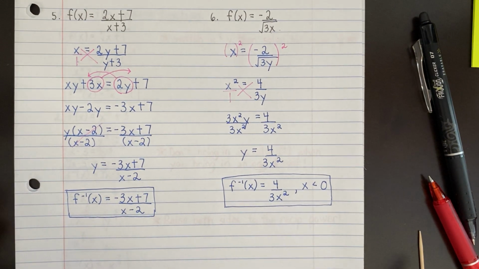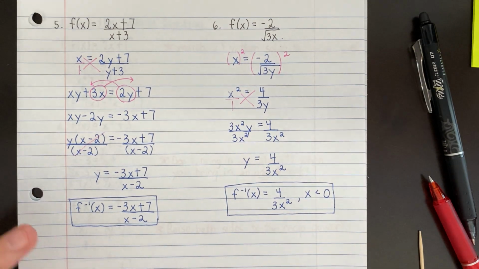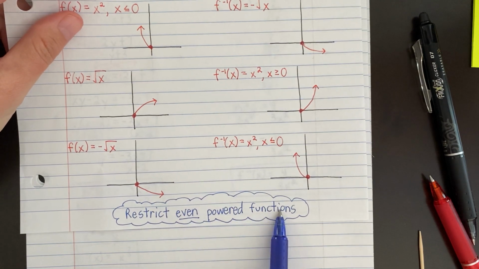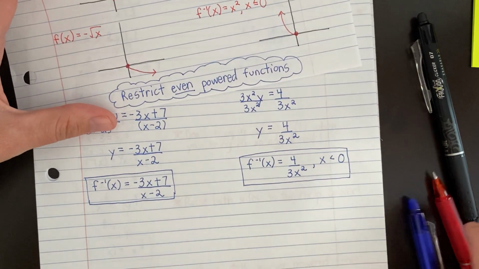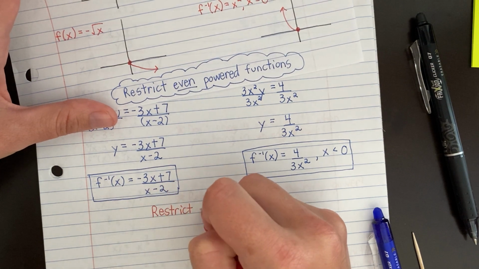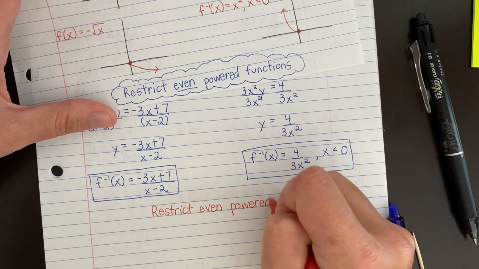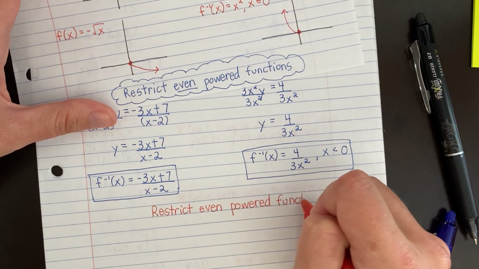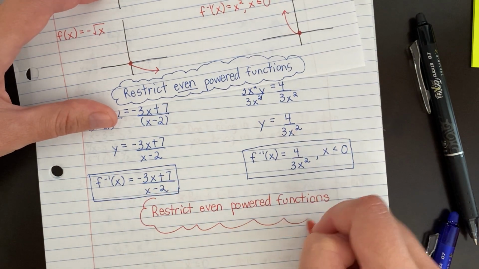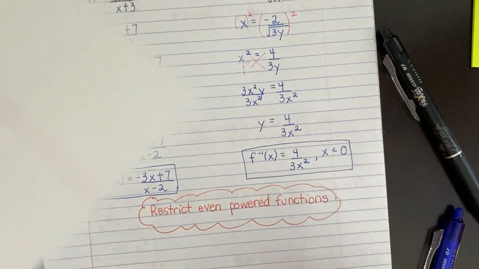So hopefully that wasn't too terrible of a lesson for you today. Remember, the key is, where is it? Restrict even-powered functions. So I should probably even write it here. Restrict even-powered functions. So you notice the only function I had to restrict myself, everything else was pre-restricted, was this one, because we had an even-powered function.